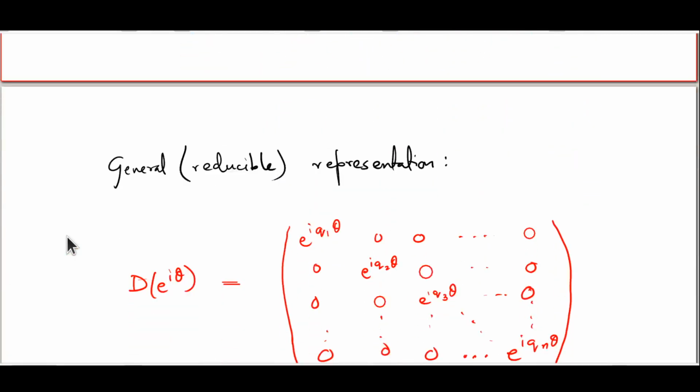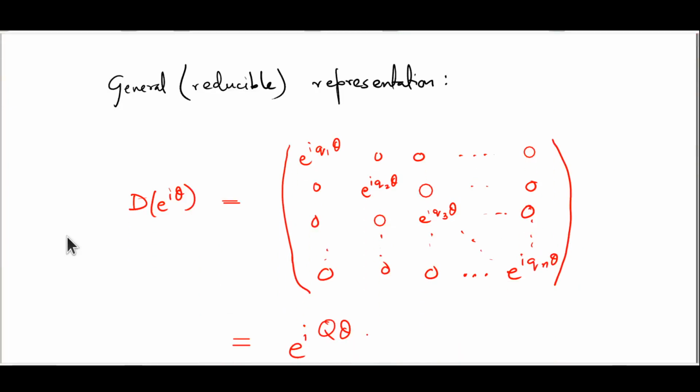So the general form would essentially be something like this. D acting on a given group element e to the i theta will be e to the i q1 theta, e to the i q2 theta, e to the i q3 theta down the diagonal, right up to e to the i qn theta, where q1, q2, q3 up to qn would be integers, not necessarily distinct integers. Each integer of course labels an irrep, and the same irrep can of course occur multiple times in a given representation.